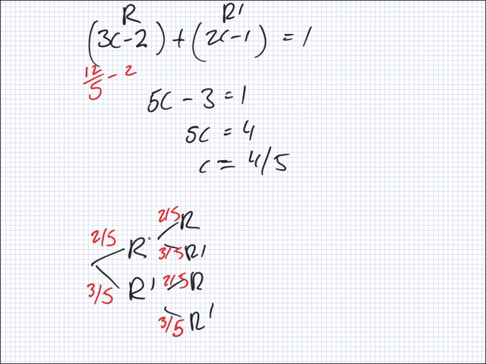So, what year was this? This was last year's? Yes, no, 1780. Yeah, last year's. Okay, so rain on 2 consecutive days is 2 fifths times 2 fifths, which is 4/25.